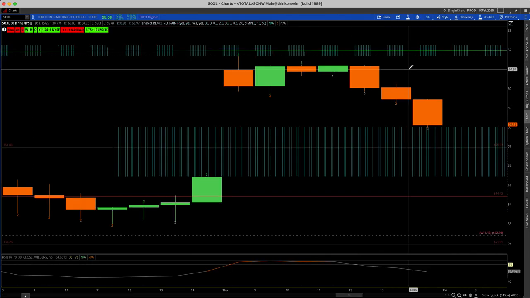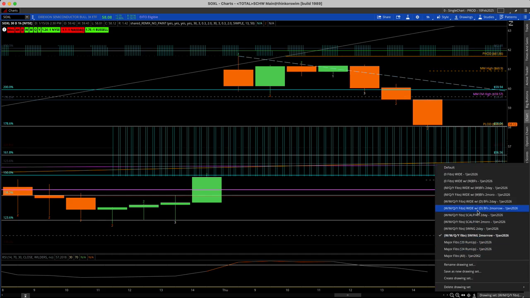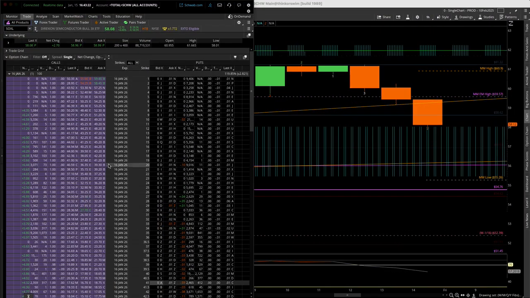Let's go ahead and take a look at the market makers expected move for Friday, January 16th. To do so, let's look at the options chain for January 16th, the week of January 16th. I've got Thinkorswim up here. Here's the January 16th options chain.